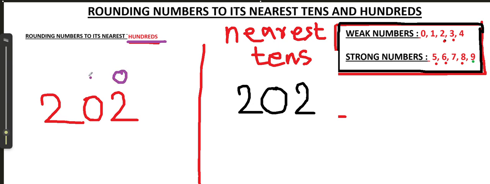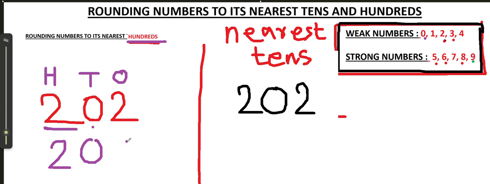Okay? Ones place, tens place, hundreds place. As we are rounding off to the nearest hundreds, underlining the 2 which is under the hundreds place. Looking at 0. 0 is a weak number. 0 uses all its might to push 2. So 2 remains as 2 because 0 is a weak number. 0 remains as 0. So 202 rounded off to the nearest 100, the answer is 200.